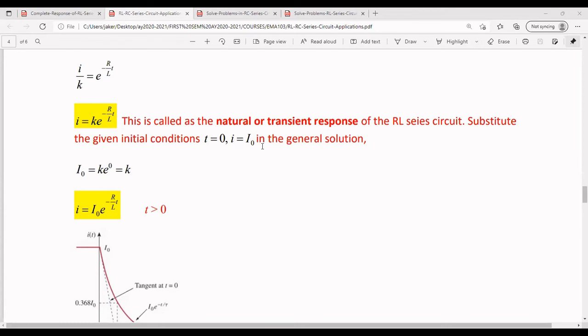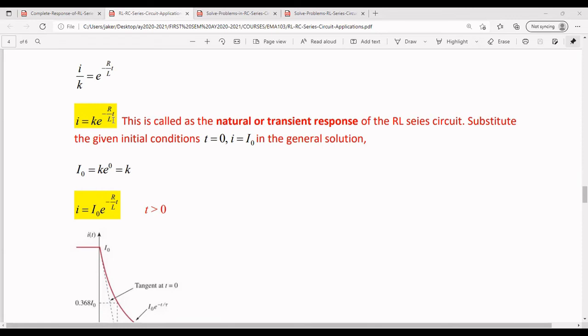For example, class, if it is given that 10 amperes is the initial current or 2.5 amperes is the initial current. If it's not specifically given, you can simply represent the current as I sub 0. In that case, class, since we want to replace this constant K by a specific value, then we substitute this initial condition. Again, I will emphasize, if I sub 0 has a specific value, then it should be the specific value that you will use. If not, then you just simply write I sub 0 here, then equal to K times e raised to 0.